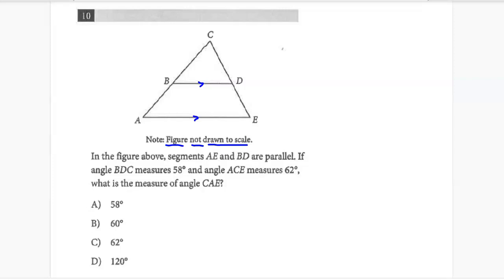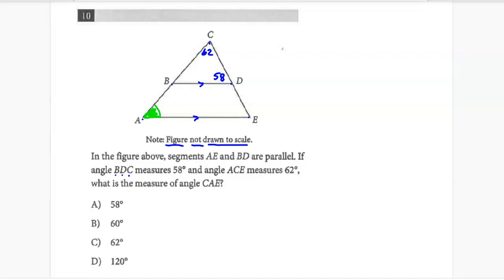If angle BDC, so you've got to know where that is. That means you start at B, go to D, finish at C. So we're talking about this angle right in here. BDC measures 58 degrees. And angle ACE, from A to C to E, so it's that top vertex angle there, is 62. What is the measure of angle CAE? Well, CAE, the angle we want, is right here. So that's the answer to the problem.